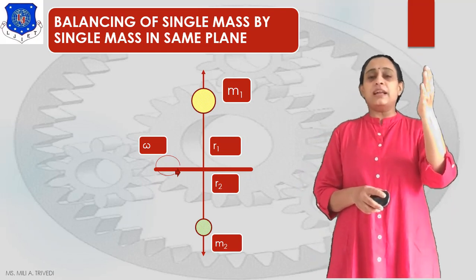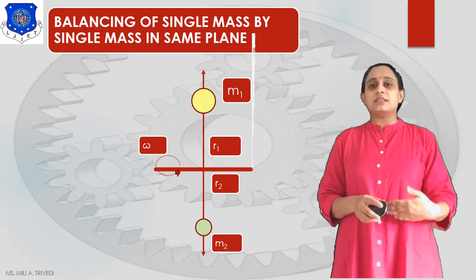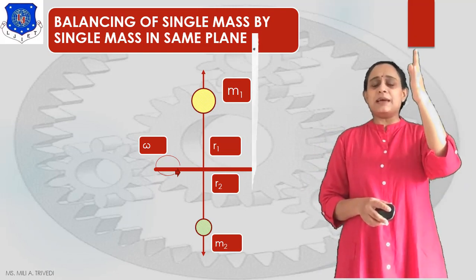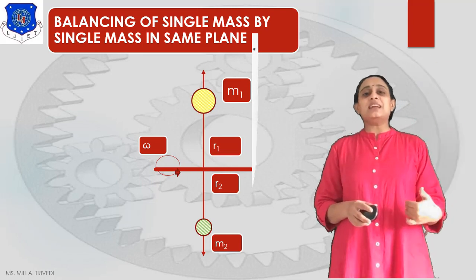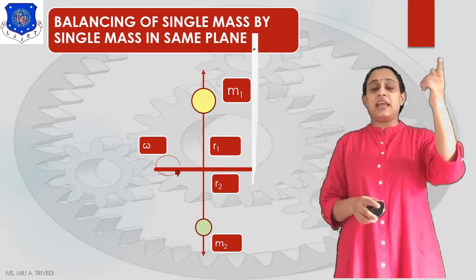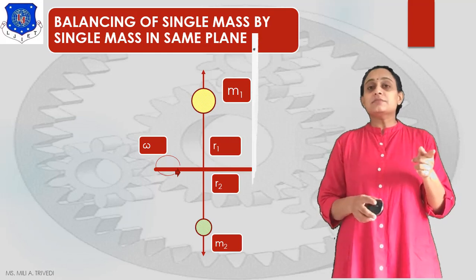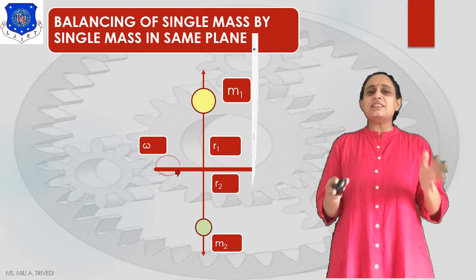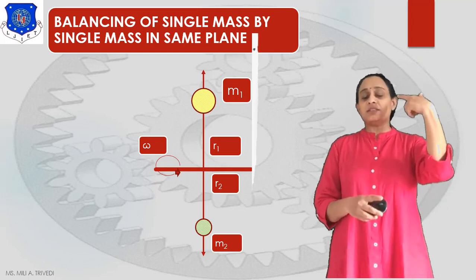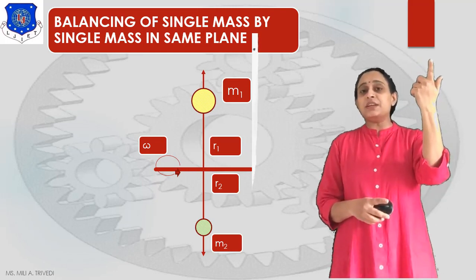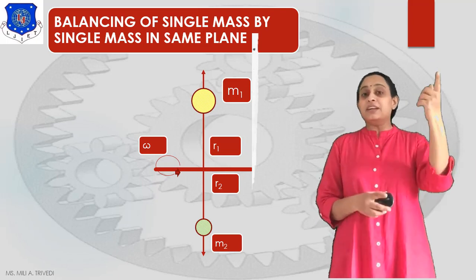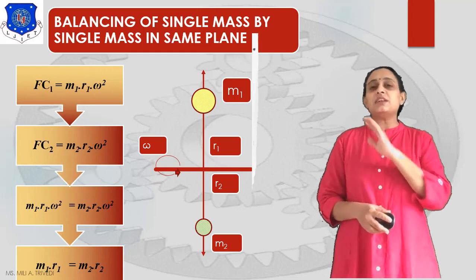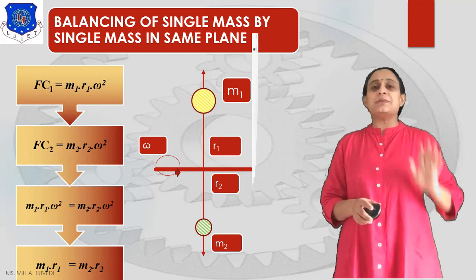We need to assume that we have to balance both these masses in the same plane. So the first mass m1 is balanced by the second mass m2. Here we call m1 our disturbing mass and m2 our balancing mass. Just like a seesaw, we need to balance both the masses. If the masses are different, the radii may be different, but both the forces acting on this system should be equal.